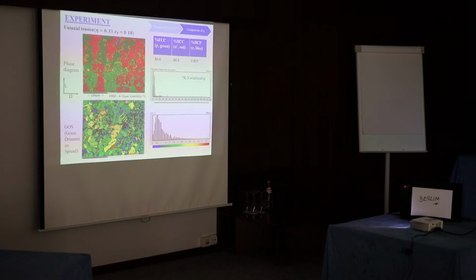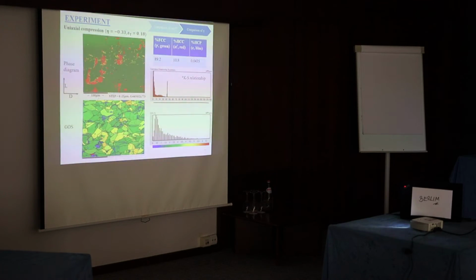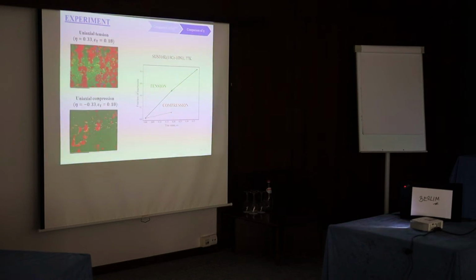This is a phase map of the uniaxial tension. Red shows the martensite and green shows the austenite. And a little bit of blue shows the epsilon martensite. And it says that about half, 50%, of martensite nucleates. On the other hand, this is the uniaxial compression test. There's only 10.8% of martensitic transformation. So it means that at a fixed true strain, we can say that the higher the stress triaxiality is, the more likely martensite is to nucleate.